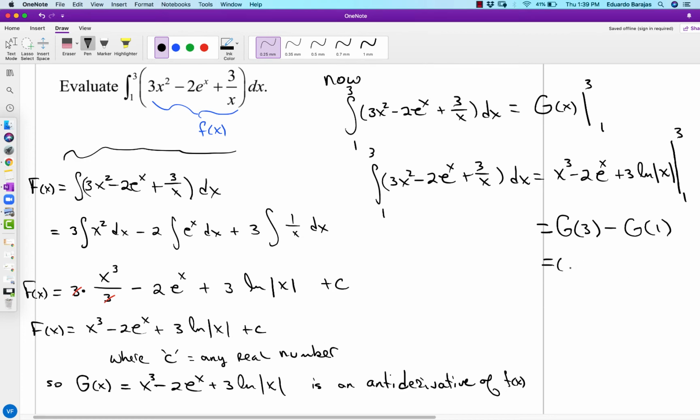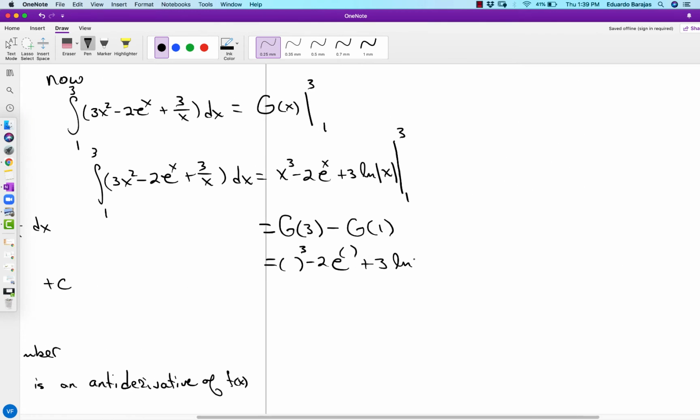So this would be blank to the third power minus 2 times e to the blank power plus 3 ln of absolute value of blank. So that'll be all of those guys evaluated at 3. And then I need to subtract, and then it'll be all of these guys, same equation, evaluated at 1. So it'll be 1 cubed minus 2e to the blank plus 3 ln of absolute value of blank.